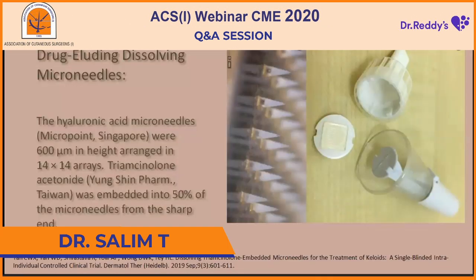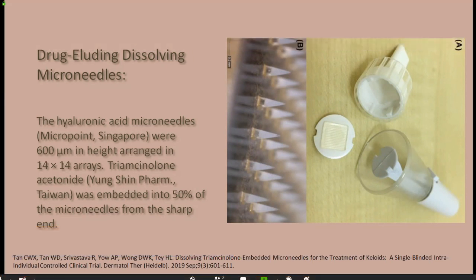Right. This is a recent publication which came last year. This is something called drug eluting dissolving microneedles. These are microneedles made of hyaluronic acid, and you can see the picture here. These needles are around 600 micron in height and arranged into 14 by 14 arrays. Triamcinolone acetonide is embedded into 50% of the microneedles.